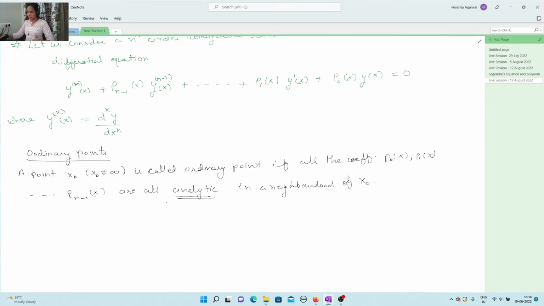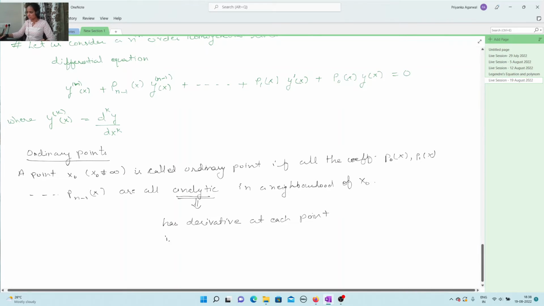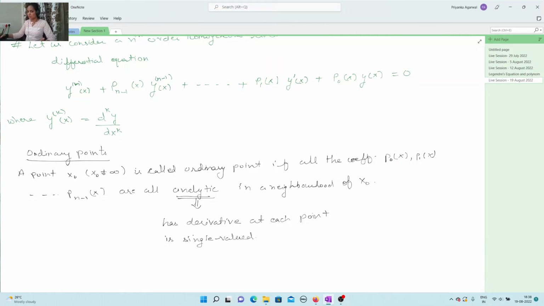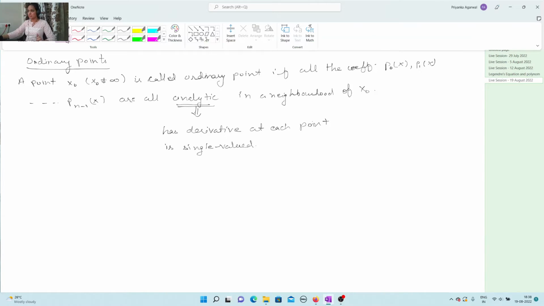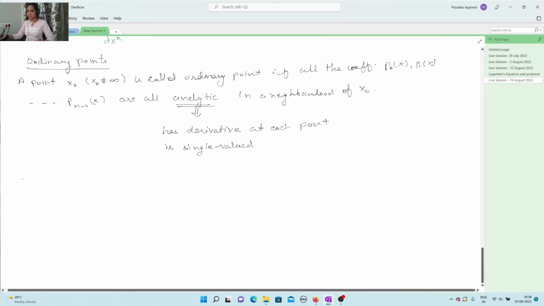Now what does it mean for a function to be analytic? That function has a derivative at each point in the domain and is single valued. Basically, the limit at x equals x0 exists for that particular function and is finite, then we say that it is an analytic function. So this is the definition for ordinary points for any nth order homogeneous linear differential equation.